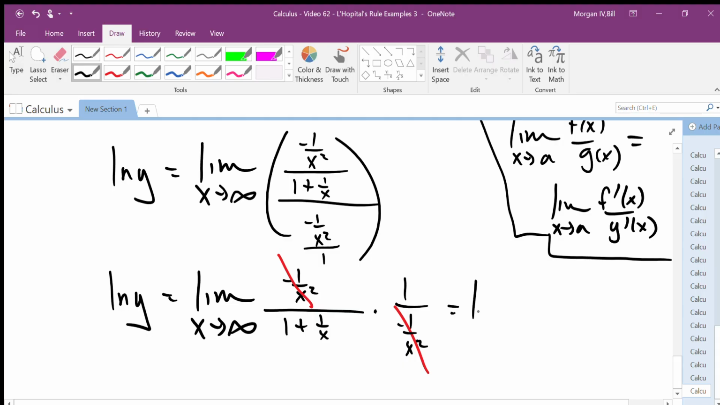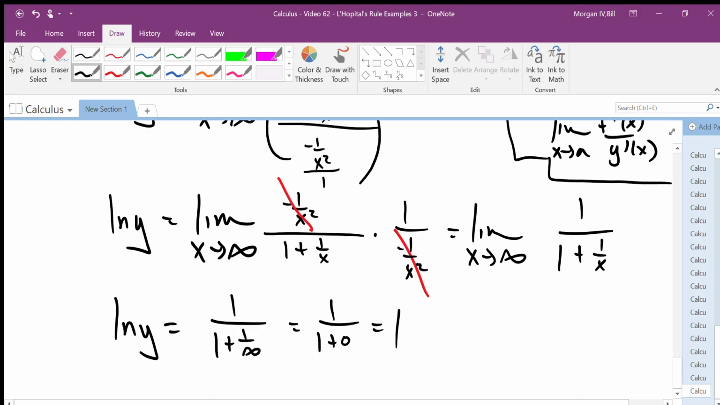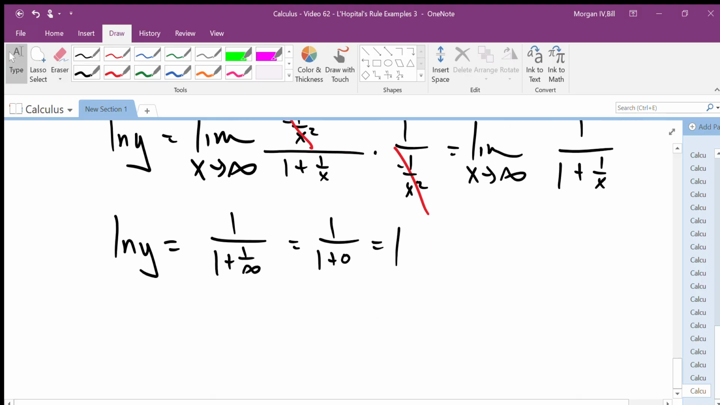This is equal to the limit as x goes to infinity of 1 over 1 + 1/x. Letting x go to infinity, I have the natural log of y is equal to 1 over 1 + 1 over infinity. That's 1 over 1 + 0. That is 1 over 1. That's 1. Please don't tell me that 1 is the answer. The natural log of y is equal to 1, but what we wanted is y, right?